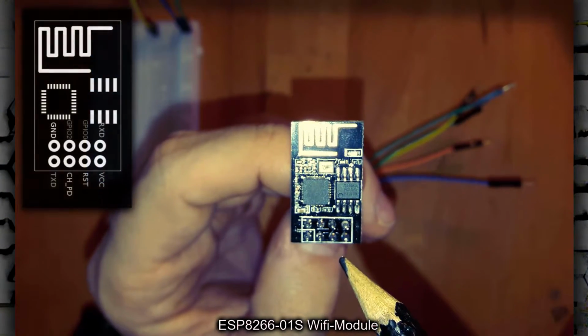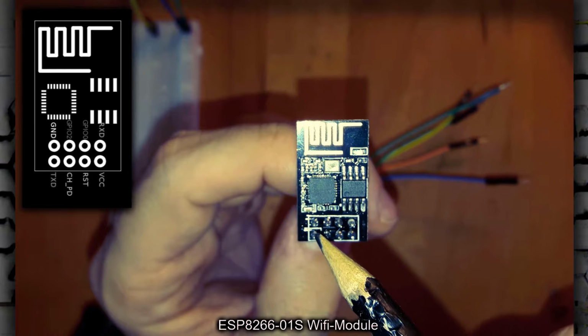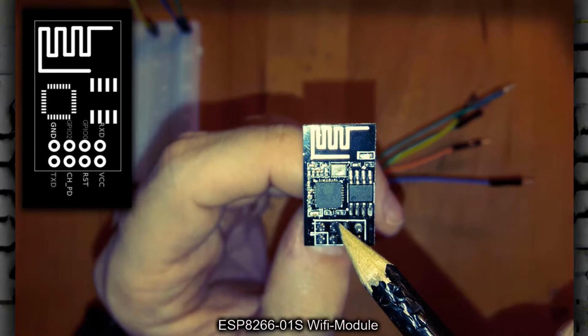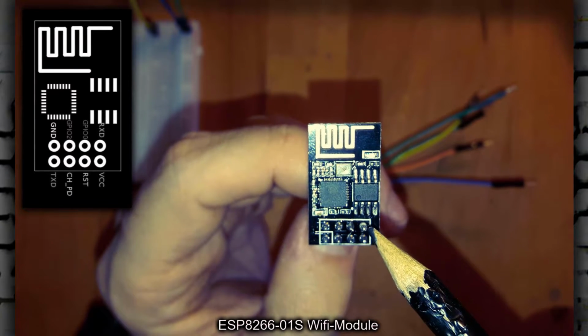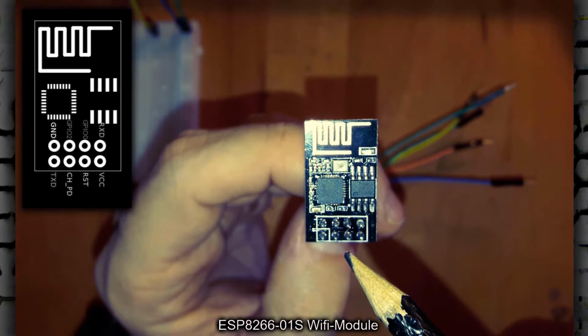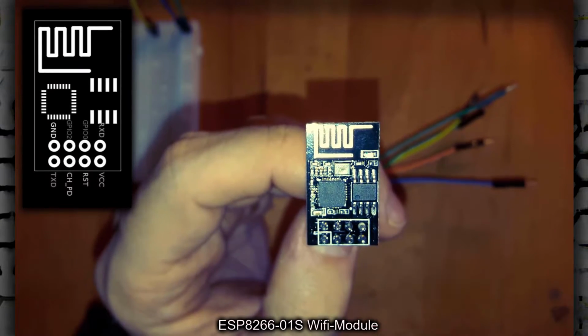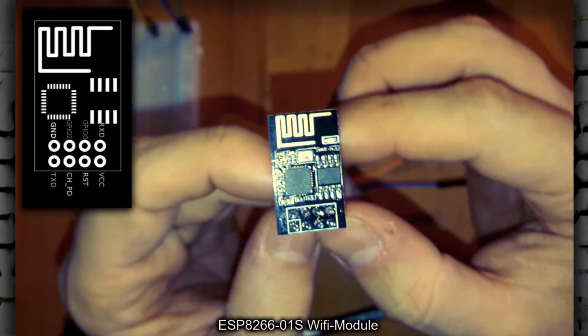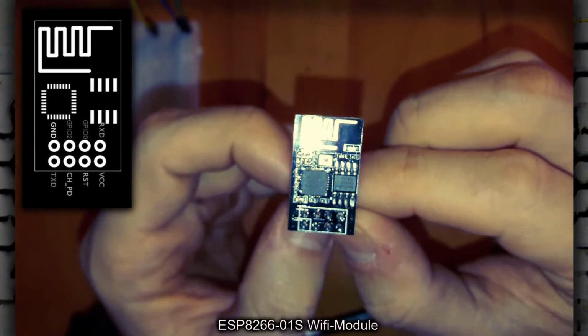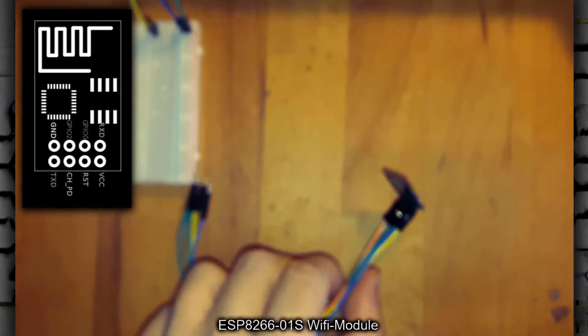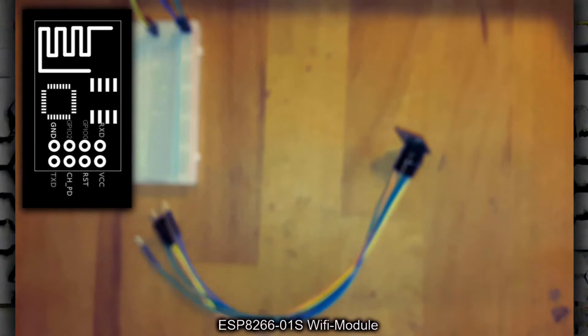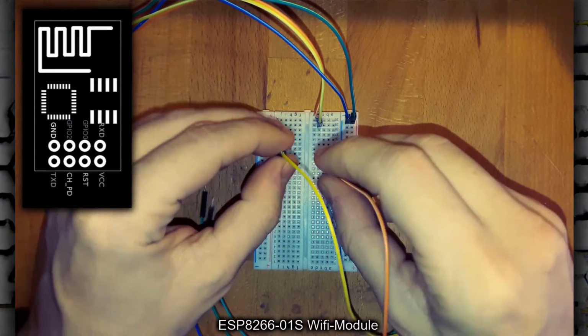The pin layout is quite simple. From left to right and top to bottom, there is ground, GPIO2, GPIO0, RX, TX, chip enable, reset and VCC. The two GPIO pins and reset are only needed for programming purposes and can be left disconnected. Enable needs to be pulled high, the rest should be obvious.